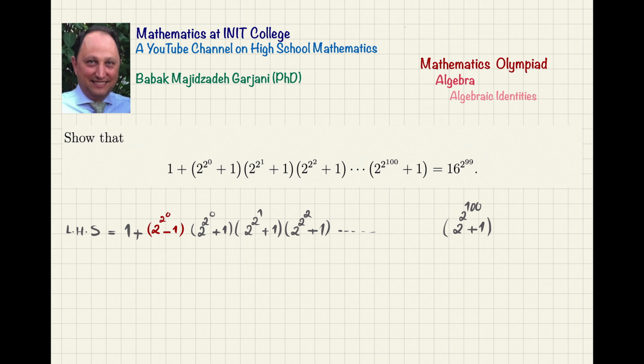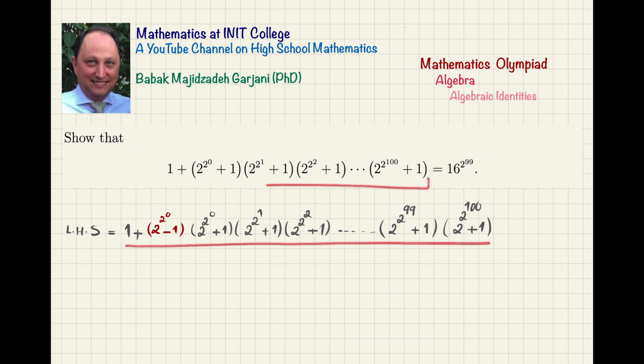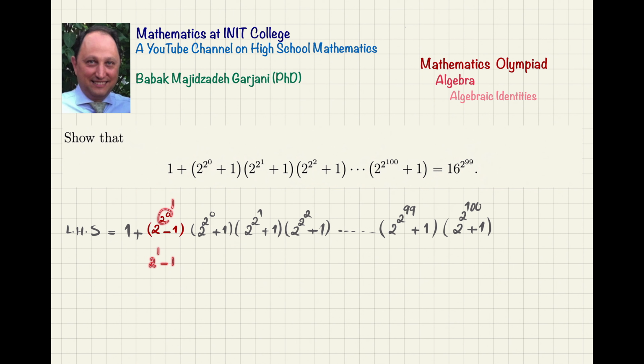And of course, it becomes clear that when I reach this last step, the previous step would be 2 to the power of 2 to the power of 99 plus 1. I'm just writing this for guidance. But you might say, okay, what is this one? Of course, I hope that you agree with me. There is no difference between what I have written here and the left-hand side of this expression. Why? Because 2 to the power of 0 is 1, and then I will have 2 to the power of 1 minus 1, which is 2 minus 1, which is 1.